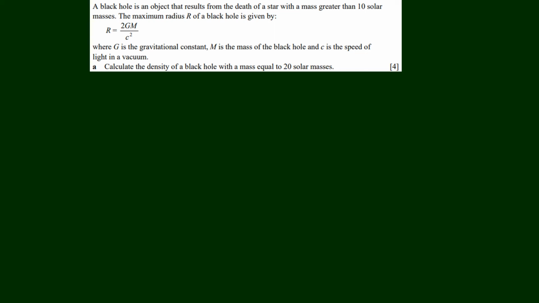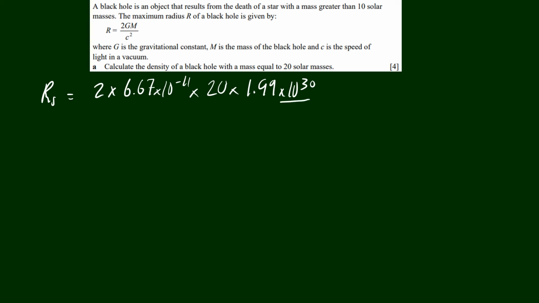So first of all, we'll find the Schwarzschild radius. So rs is equal to 2 times G. G is the gravitational constant. That's on your formula sheet as well in the first bit. So 2 times 6.67 times 10 to the minus 11. And it's 20 solar masses, 20 times 1.99 times 10 to the 30. This is all over c squared. So c, speed of light, squared.